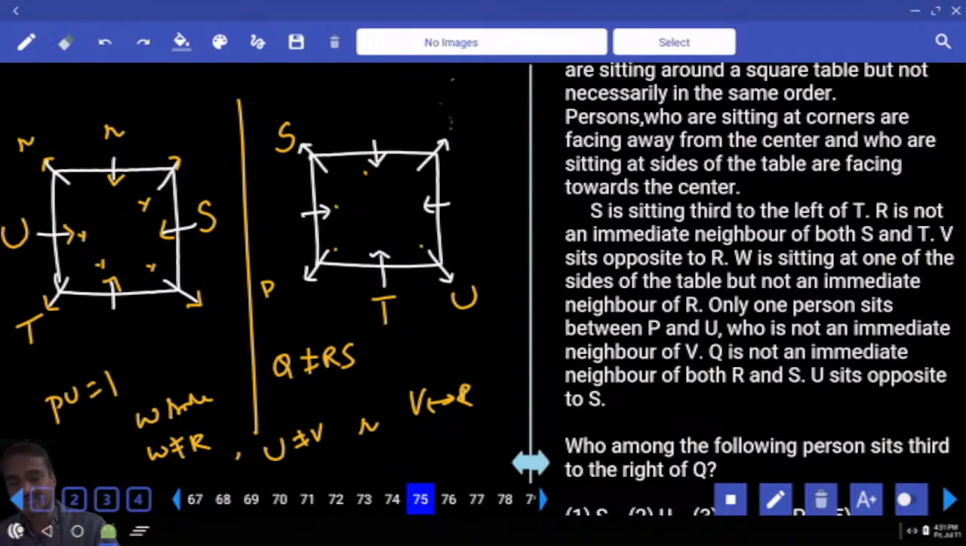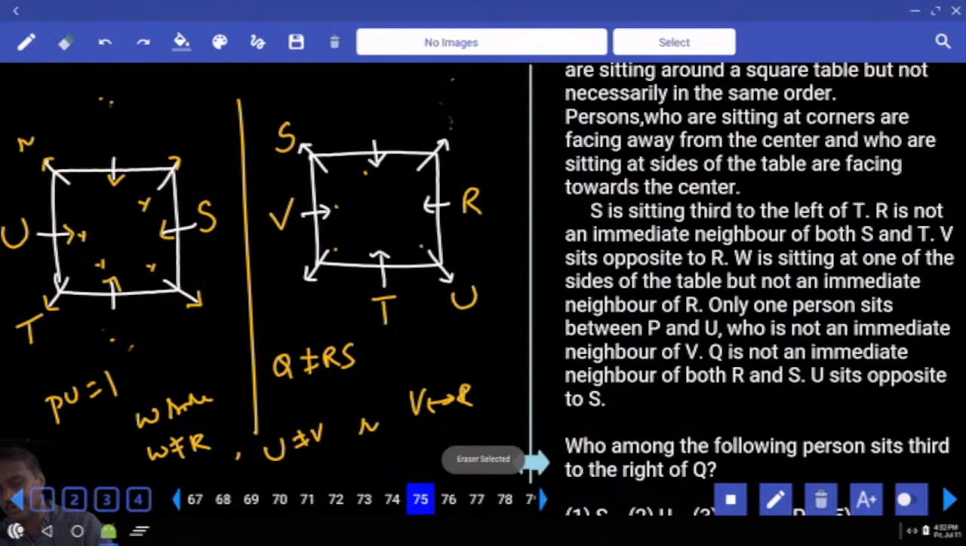Now where should this R be? P has not been finalized, but R must be here. R must be opposite V. Now one person between U and P. If U is here, then R cannot be here, because R and V are opposite. And P cannot be here either. Hence R cannot be at this place.